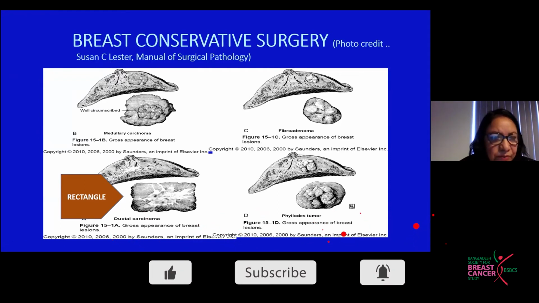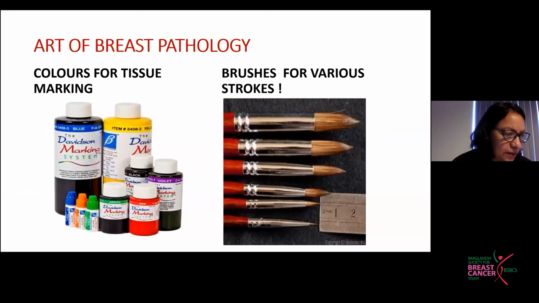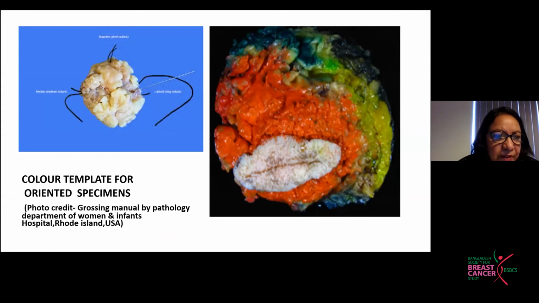So what we do with those faces, we use some tissue colors. These colors are important for identifying the margins, all 6 margins, and we use brushes, having strokes on those faces. If the specimen comes in a sutured or oriented way, we can easily identify the margins very perfectly by assuming it as a rectangle, and then we color all the sides.